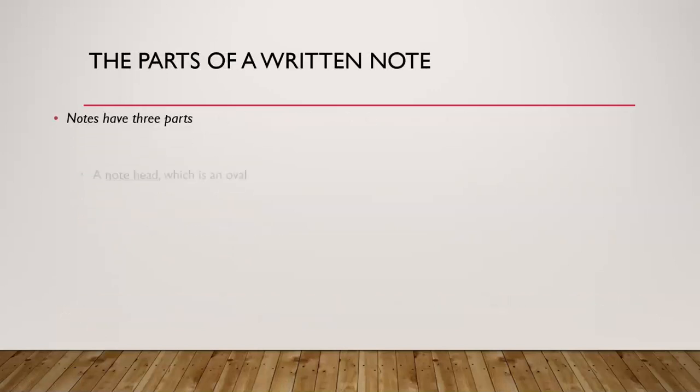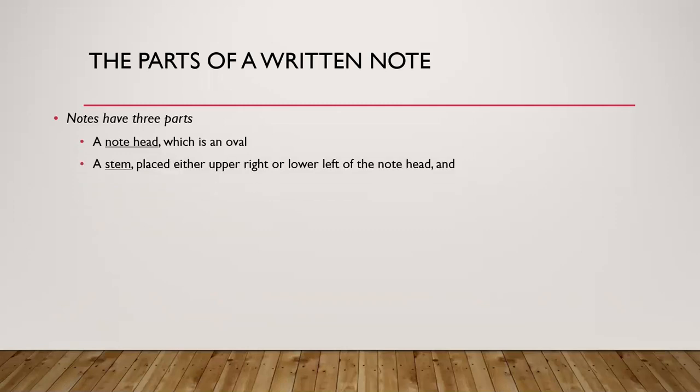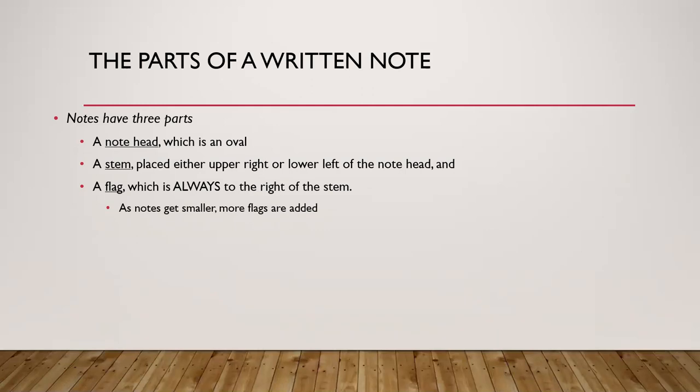So 3 parts. You have the note head, which is an oval, a stem placed on either side of the note head, depending on where it is written on the staff, and a flag, which is always to the right of the stem. As you know, as notes get smaller, more flags are added. So an eighth note has 1 flag, a 16th note has 2, a 32nd has 3, a 64th has 4. Those are notes you'll never see, but I could say, how many flags does a 128th note have? You would do the math and say, oh, it must have 5.